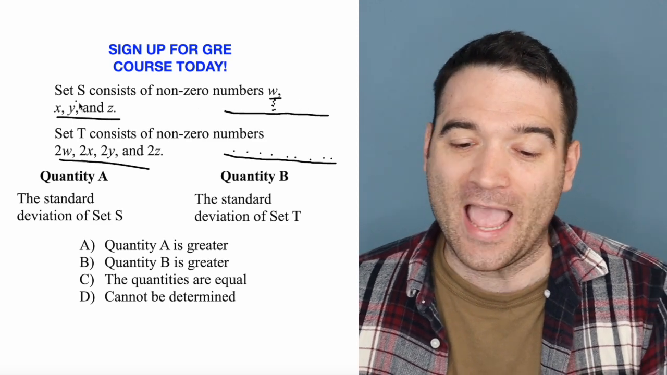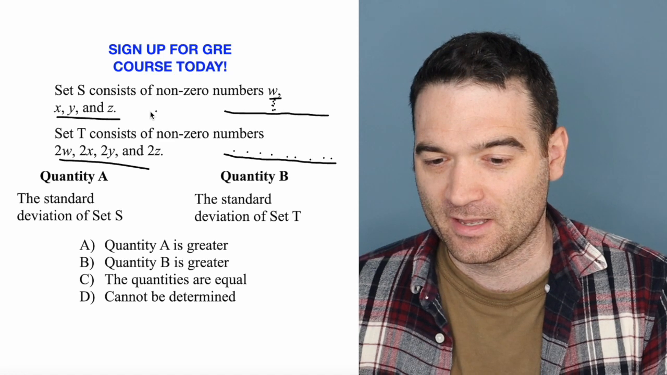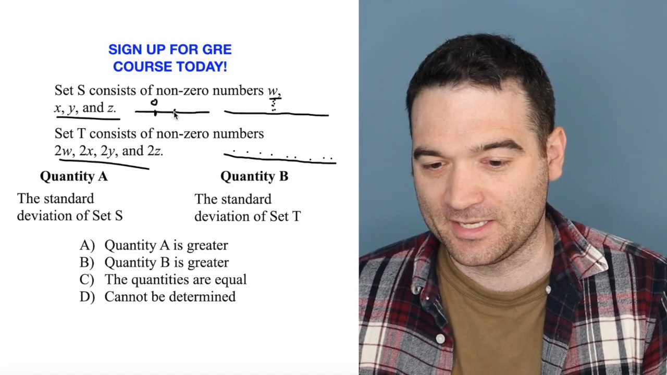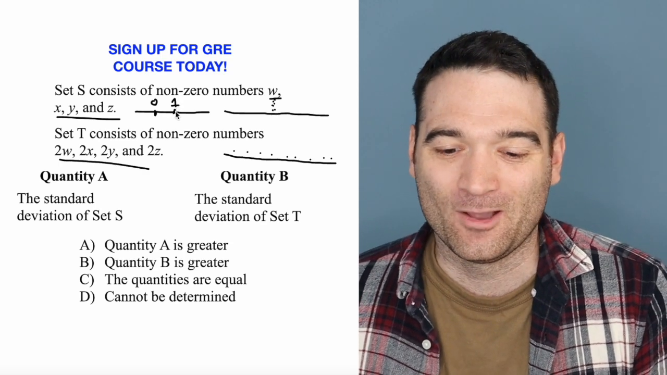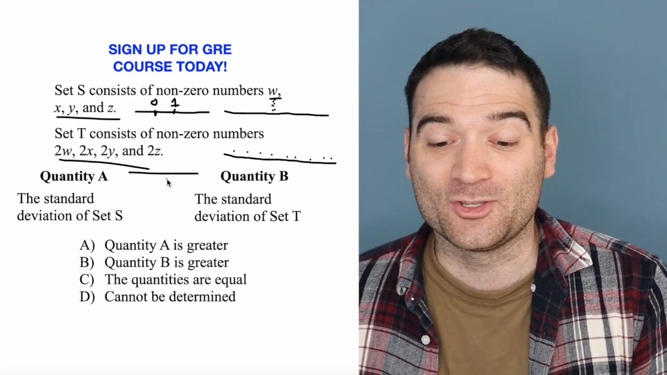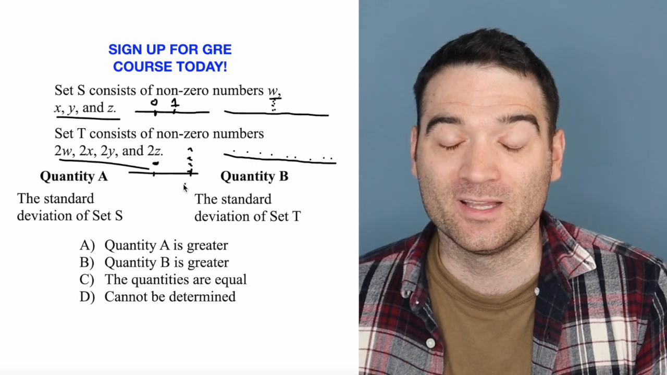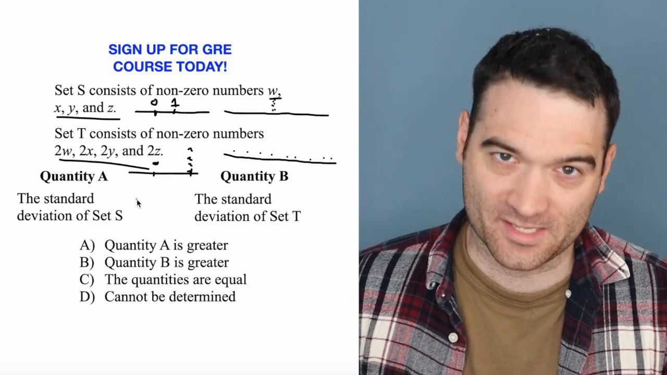What if W, X, Y, and Z were all the same number? And I'll be very specific here. I'm going to use a case where, let's say there's 0, and W, X, Y, and Z are all 1. So it's 1, 1, 1, and 1. Well, that would mean that set T, 2W, 2X, 2Y, and 2Z, would be 2, 2, 2, 2. And the standard deviation of both of these sets would be 0.